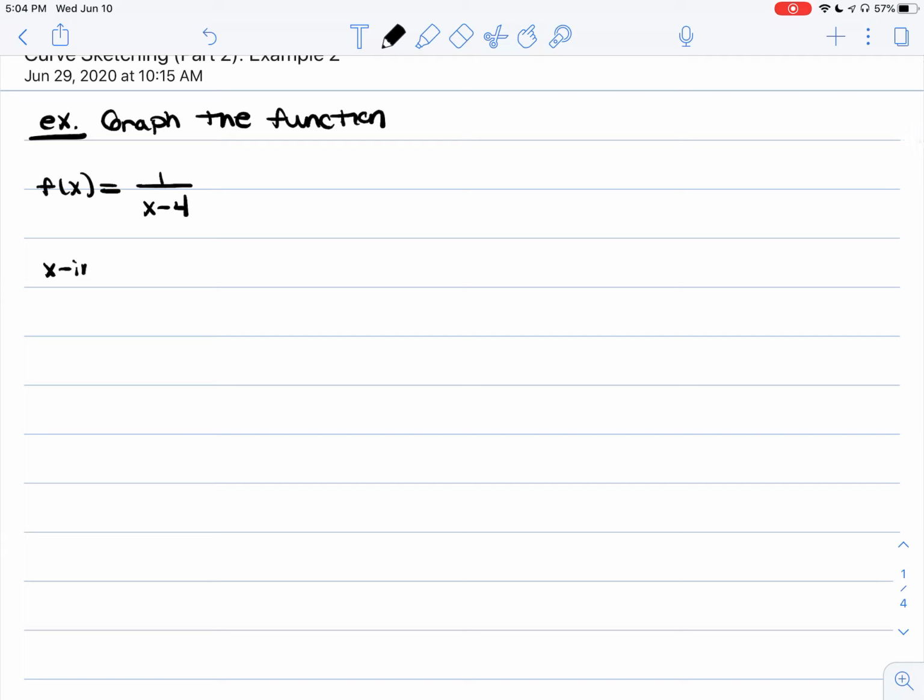So let's start with our x-intercept. Of course, it's just setting the function equal to 0, or with a fraction, setting the numerator to 0. Of course, 1 never equals 0, though, so no x-intercepts. Y-intercept, just plug in 0 for x. You get a negative 1/4.